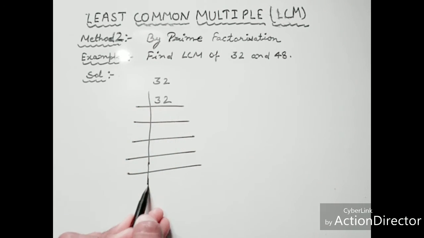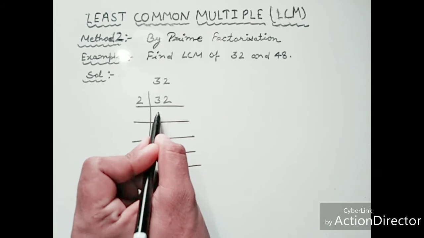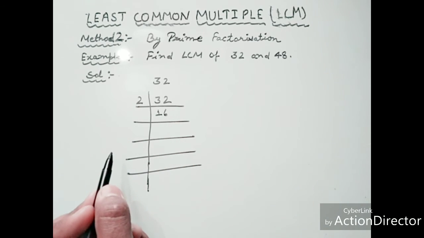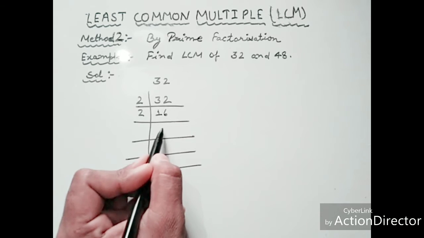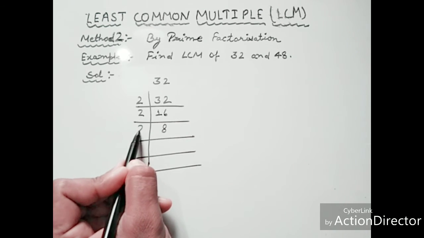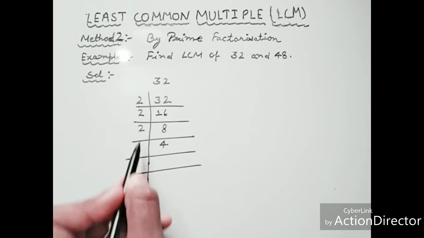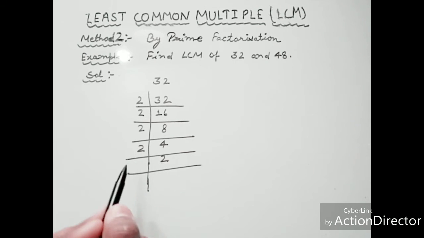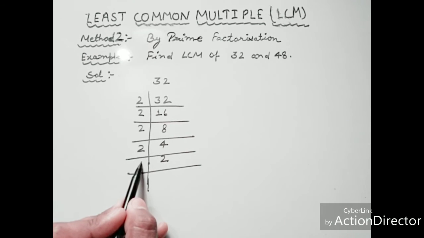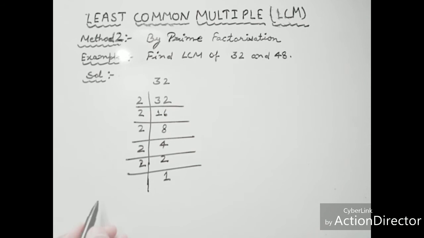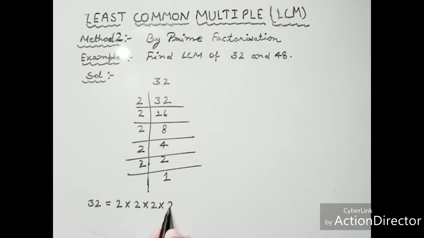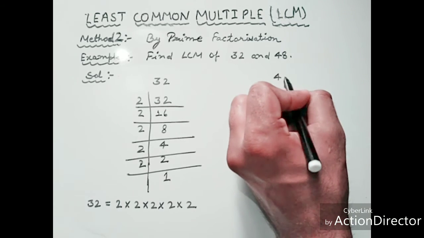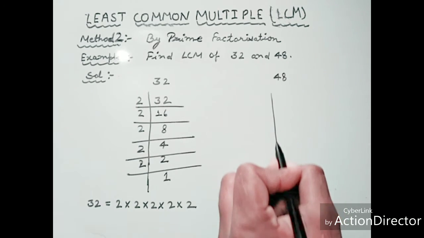First we divide 32 by 2 and get 16. Then divide 16 by 2 to get 8, again divide by 2 to get 4, again divide by 2 to get 2, and again divide by 2 to get 1. The factors of 32 are 2 multiplied by 2 multiplied by 2 multiplied by 2 multiplied by 2. Now we find the factors of 48 by using prime factorization method.